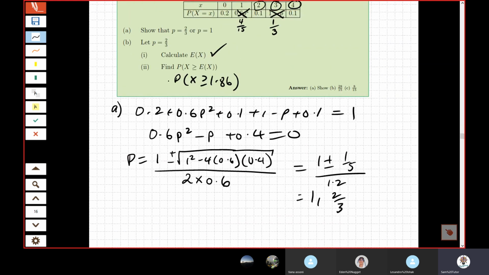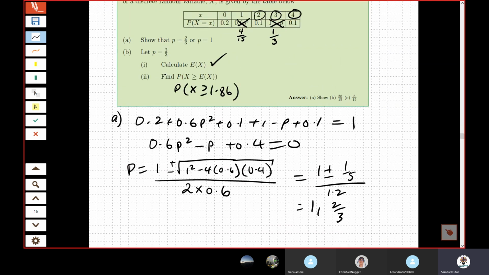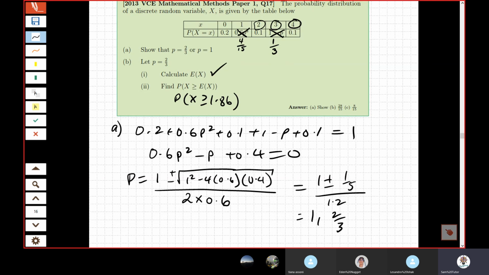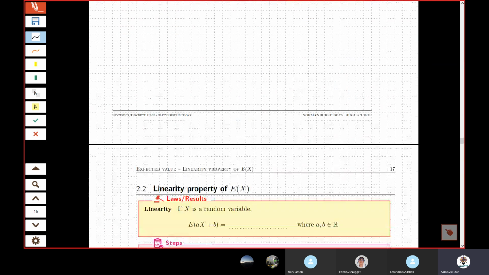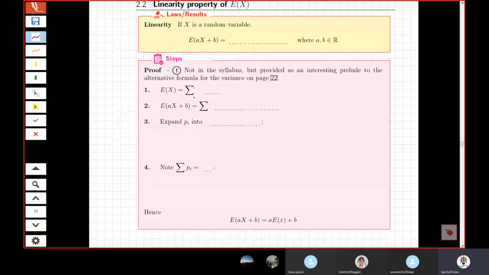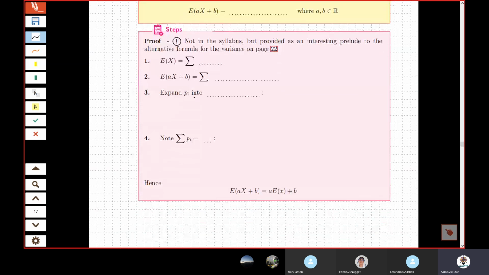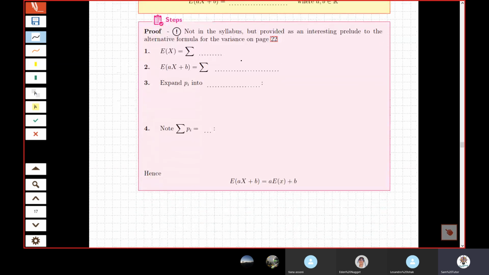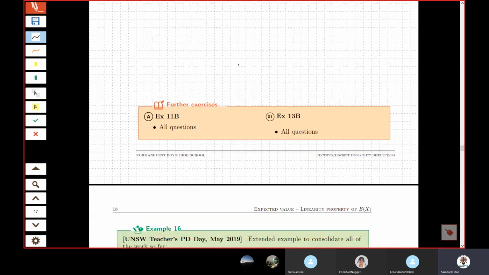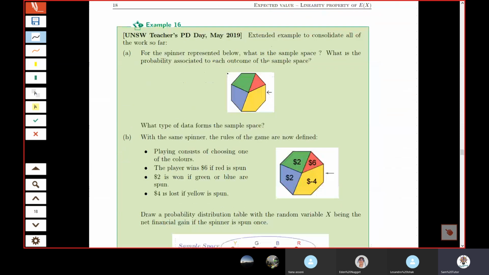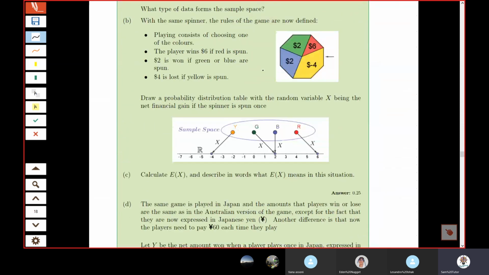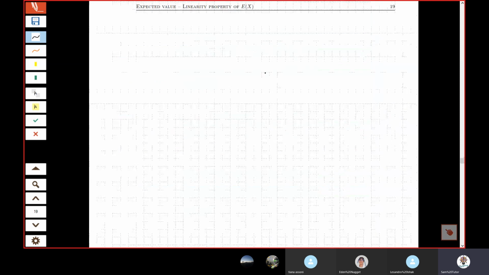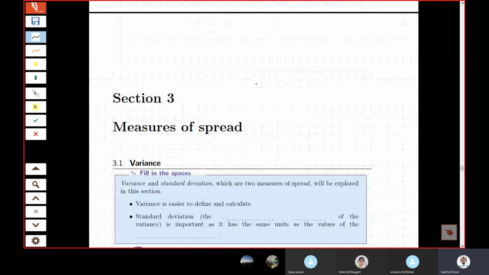Anyone having problems with either I or double I? Nope. Okay. Not in the syllabus. We don't need to worry about it right now. Extension students should look into it, but not for you guys. That's just a fun exercise for you to do.